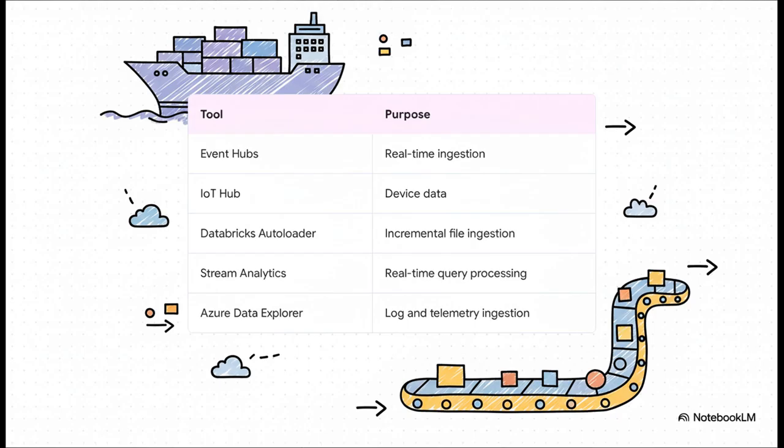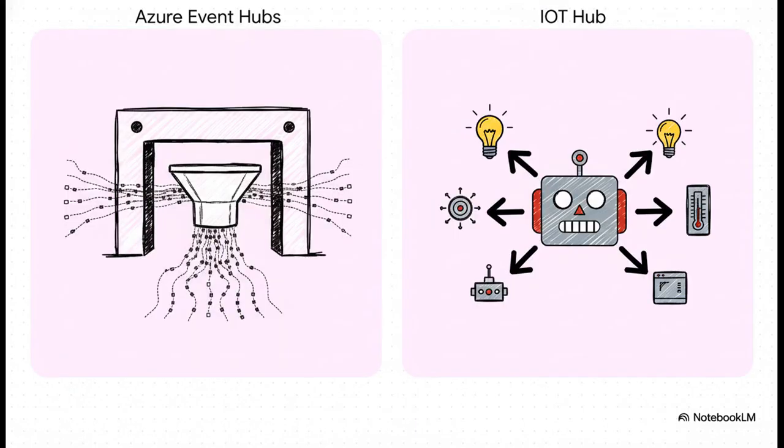Each one of the tools you see here has a very, very specific job. So let's focus on the two biggest players first. You've got Azure Event Hubs, which is like the massive, general-purpose front door for any kind of data stream you can imagine. It's like a giant buffer that can handle millions of events per second.